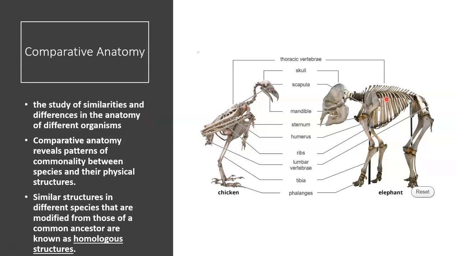So this is a chicken and this is an elephant, and yes, I know they're not the same size. Chickens are much smaller than elephants, but you can compare their anatomy, right? They have a skull, both a chicken and an elephant. The mandible, the jaw, both have a jaw. They both have ribs, they both have lumbar vertebrae, they both have a tibia, they both have phalanges. So these pieces of anatomy, even though the chicken and the elephant are very different, they have such similar structures that is evidence that they have commonality between species and their physical structures. And then those similar structures indicate that there was a common ancestor a long time ago.